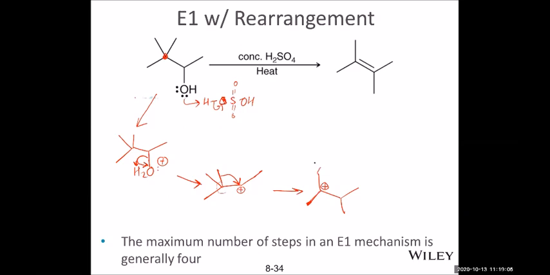Even though we have multiple beta hydrogens available, it is this one to be eliminated, not this one. So this needs to be gone. Again, we use the base, and for the base we have bisulfate ion and water. Water is better; it's a stronger base. So water takes away the hydrogen.